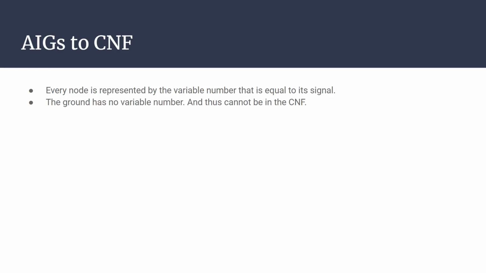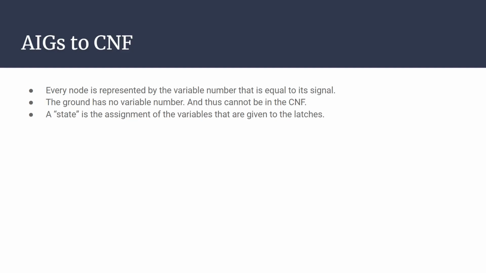Let's start by taking an example. So every node is represented by the variable number that is equal to its signal. This is a design choice that I took in my translator. It doesn't have to be the case. You could have given any other mapping, it would have been fine. The ground has no variable number because 0 is not a legal variable, so it cannot be in the CNF. A state, what we refer to as a state, is an assignment of the variables that are given to latches.